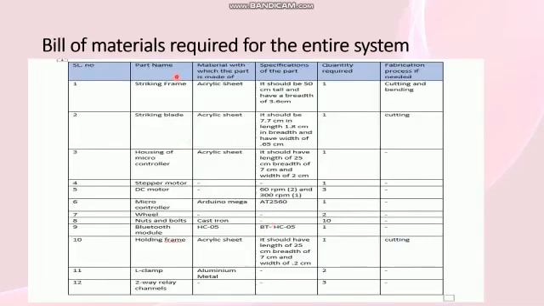Next we'll see the bill of materials required for the entire system. So basically there were a total of 12 materials required for this model. The first one was the striking frame, and the material required was the acrylic sheet. Basically in our model we have used acrylic sheet only. The quantity required was 1, and the fabrication process needed was cutting and bending. Next one is the striking blade, and the material for this also is acrylic sheet, the quantity required is 1, and the fabrication process required was cutting.